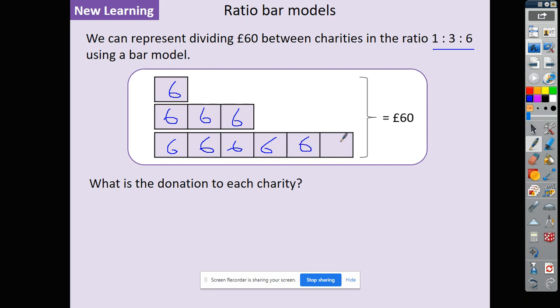So now I want to consider how much each charity is going to get. Well, the first charity here is going to get £6. What's this second charity going to get? So it's going to be £18. And what about the third charity here? We can see we've got 6, 12, 18, 24, 30, £36. So I can now tell you how much each charity would get.